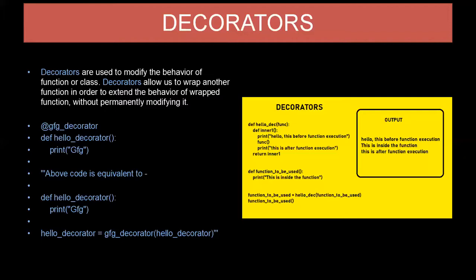So the syntax for a decorator is here. You can see @gfg_decorator. So this is how we can use decorator function syntax. And the second way is you can write hello_decorator equals gfg_decorator, and you just pass the function name in the round brackets.